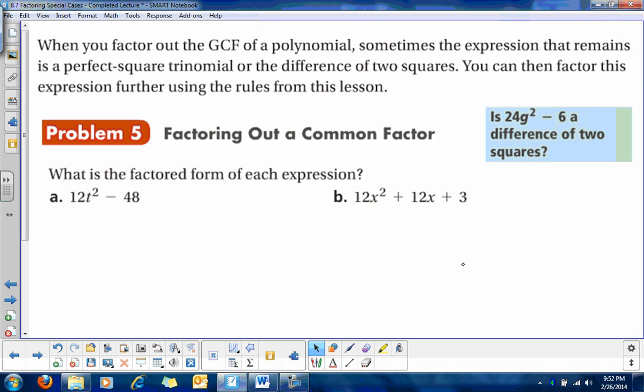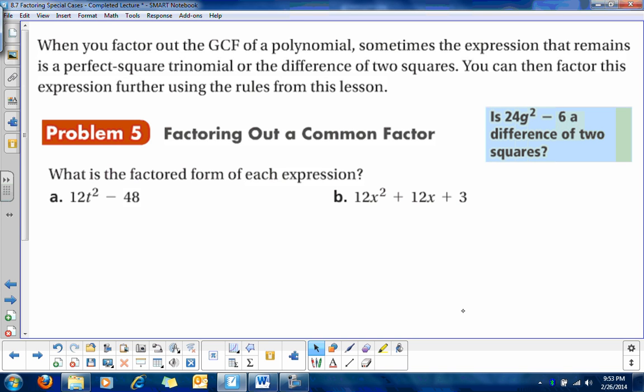Problem 5. Now when you factor out the GCF of a polynomial, sometimes the expression that remains is a perfect square trinomial or the difference of two squares. Once you figure that out, then you can possibly factor the expression further using the rules from this lesson.